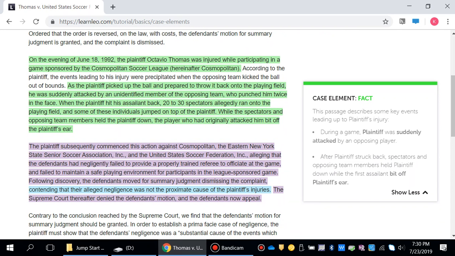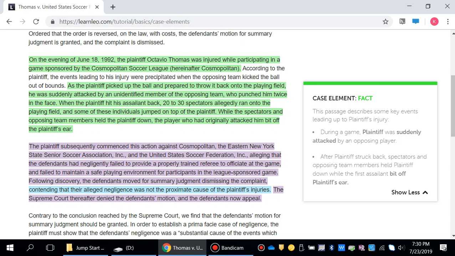So that's one element that you'll be looking for, one component. So here, paraphrasing it, during a game, plaintiff was suddenly attacked by an opposing player. After plaintiff struck back, spectators and opposing team members held plaintiff down while the first assailant bit off plaintiff's ear. Torts case. Okay. And you'll find some interesting fact patterns in some of your classes, and particularly in torts.